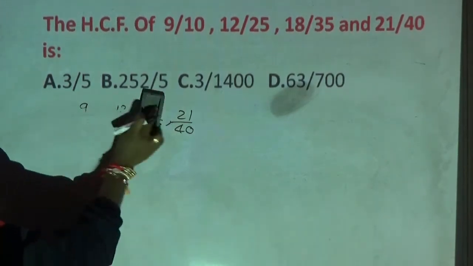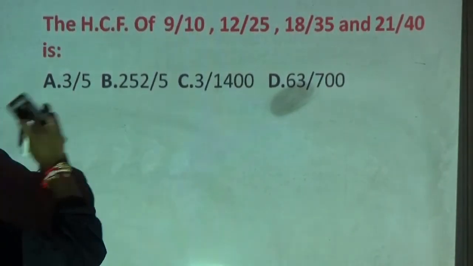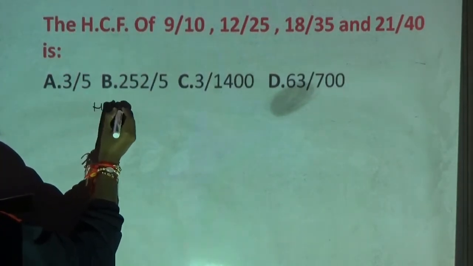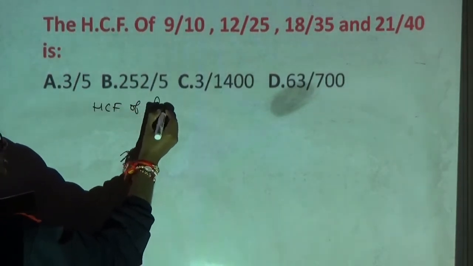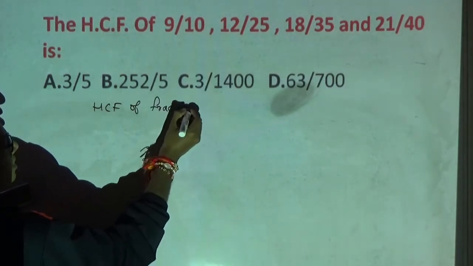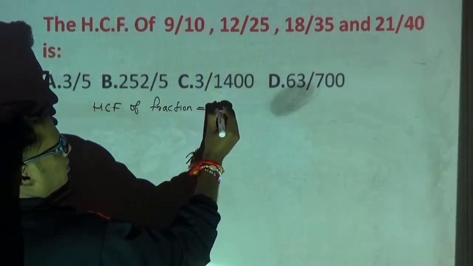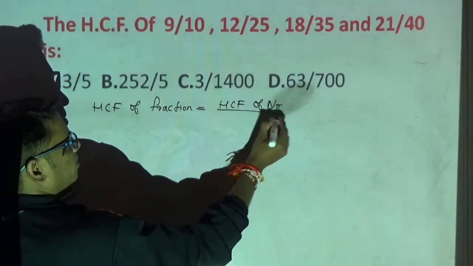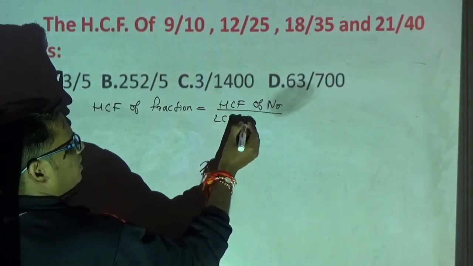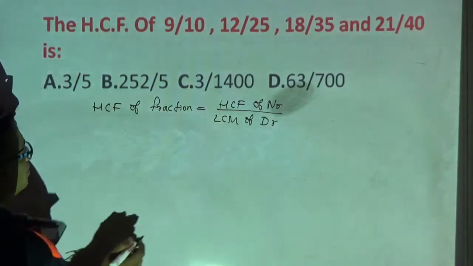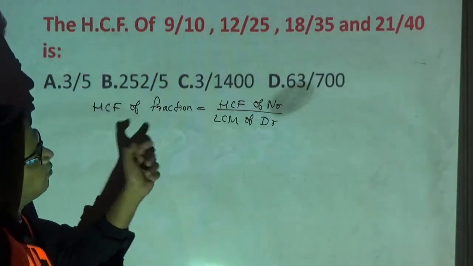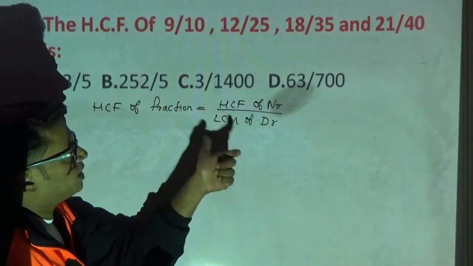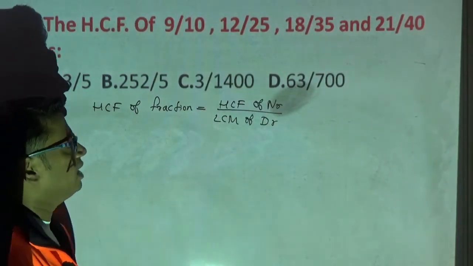See, I will give the generalized formula before this. Please write down. HCF of fractions is given by HCF of numerators divided by LCM of your denominators. If you want to find out the HCF of fractions, you have to find out the HCF of all the numerators, and divide by the LCM of the denominators.